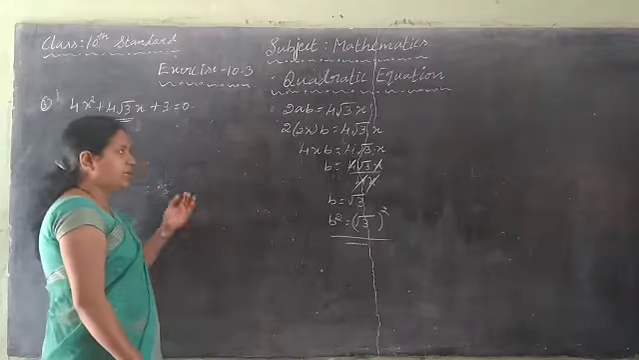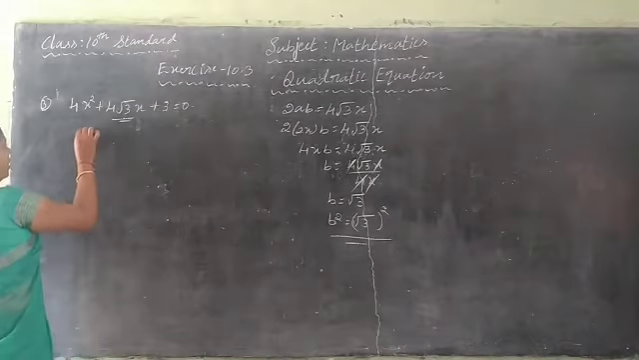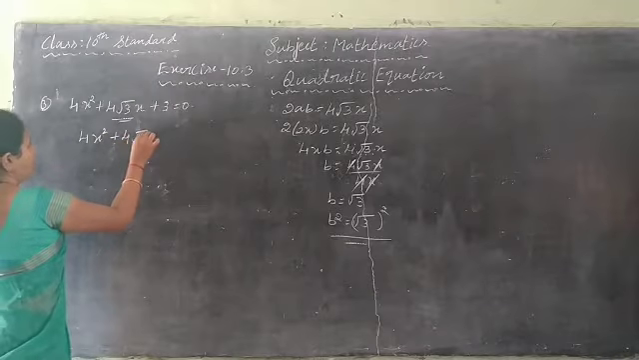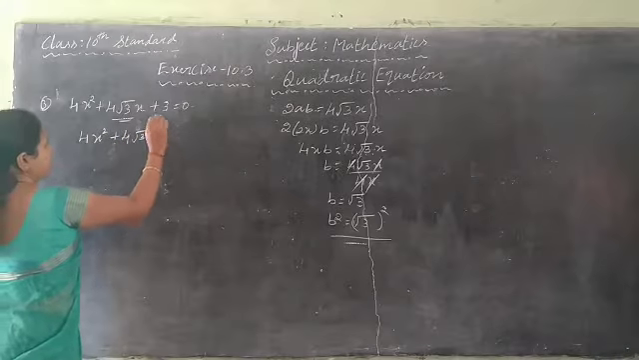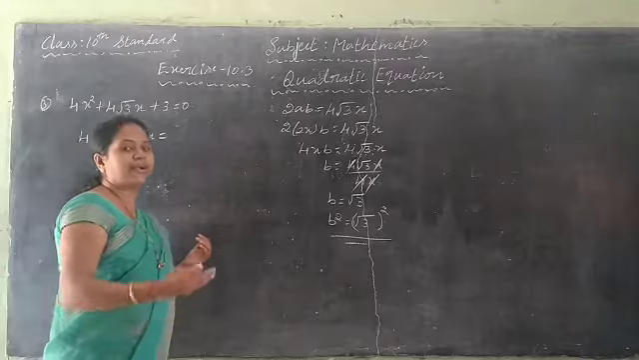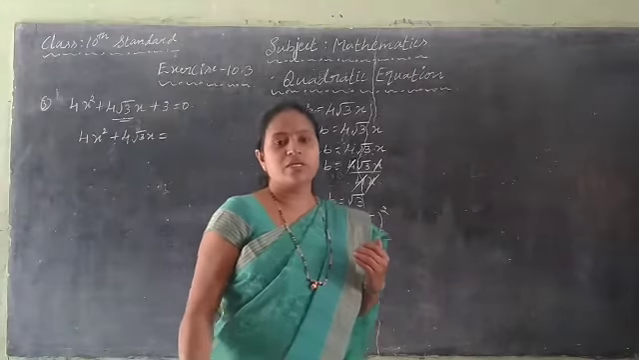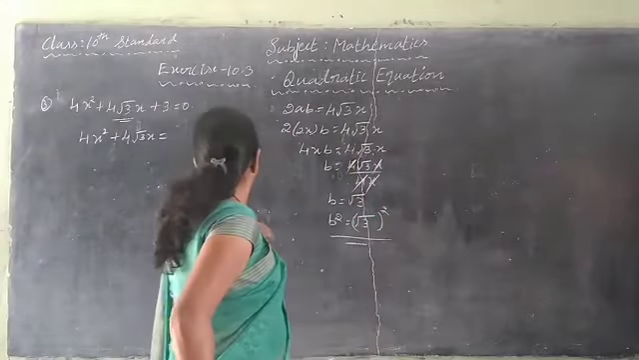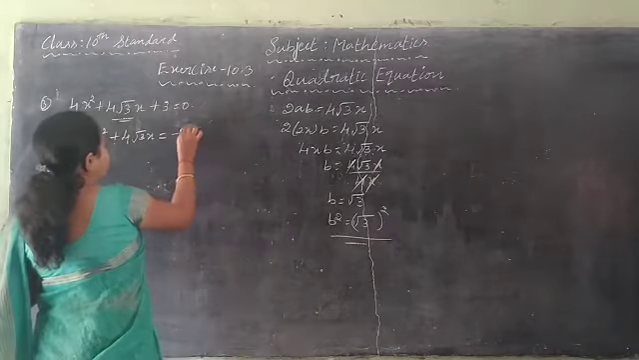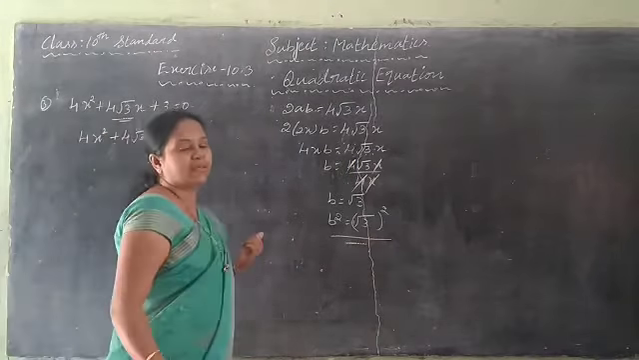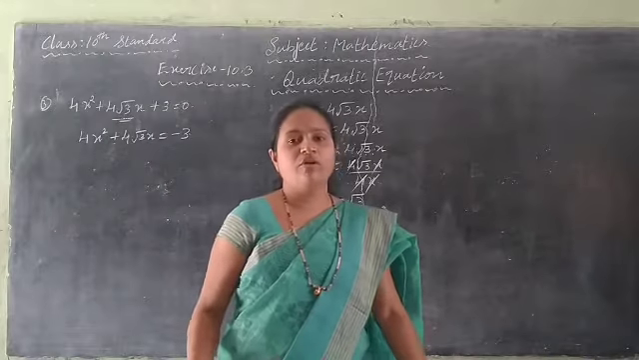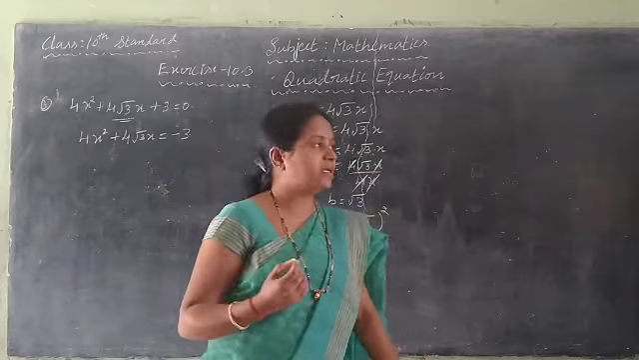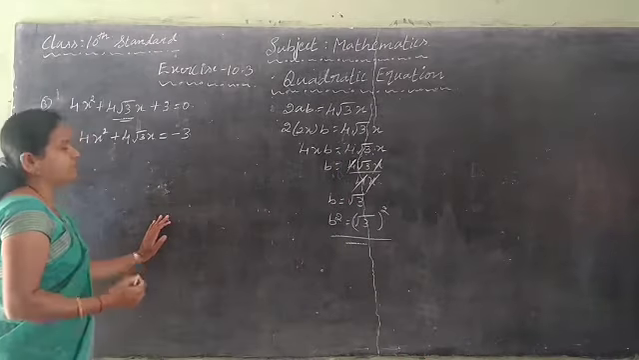Understood? Okay. Now come to this side. Write 4x square plus 4 root 3x as it is. Transfer plus 3 to the right hand side, children. Got it? So when you transfer plus 3 to the right hand side, it will change the sign. So it will become minus. That is minus 3, children.